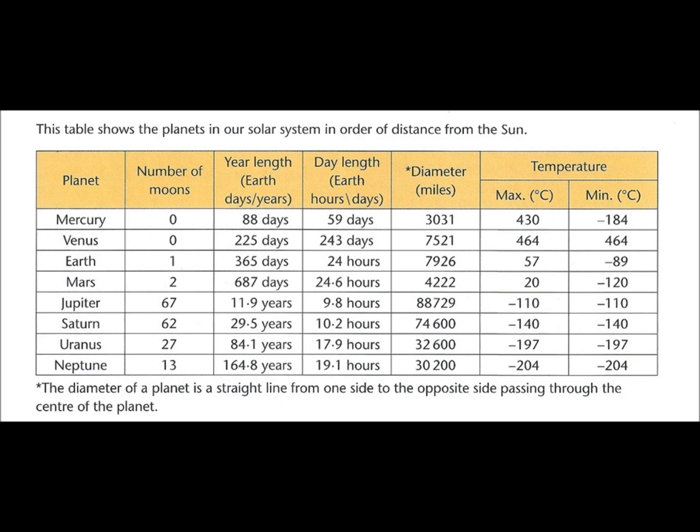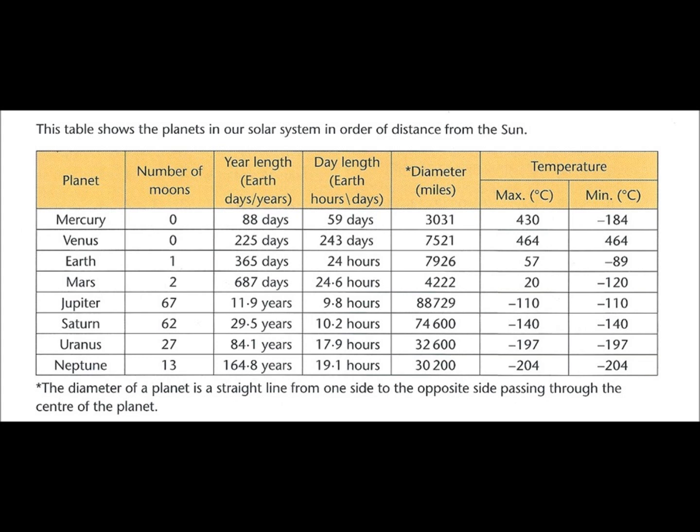How long is a year on Mars? And there you can see it is 687 days. Moving further across, how long is a day on Mars? You can see just to the right, it is 24.6 hours long, just slightly longer than a day on Earth.